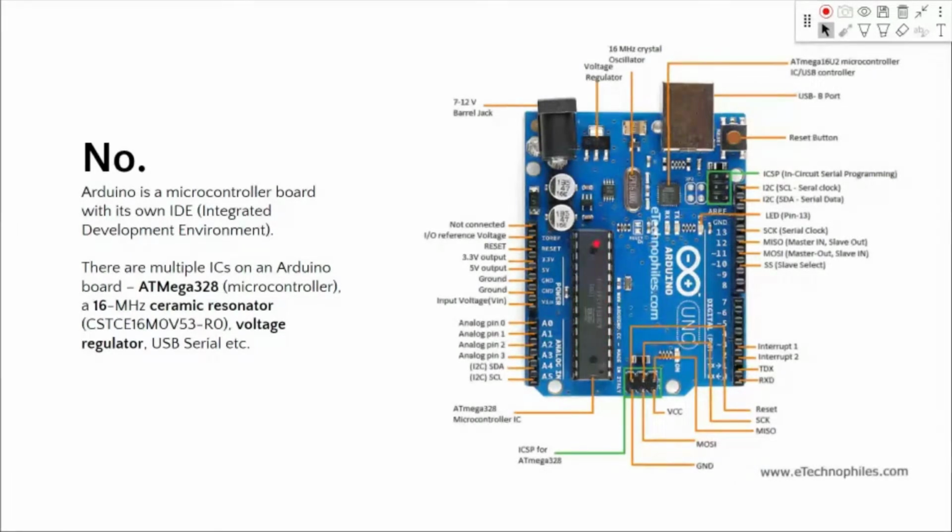Then it also has an oscillator, which is also on an IC. It also has a voltage regulator. This is also an IC. There is another small microcontroller IC for USB control. This is also an IC. You can see that this is like a flat pack, and this is DIP packaging, right? So an Arduino Uno is not an IC. It is a microcontroller board containing multiple ICs.